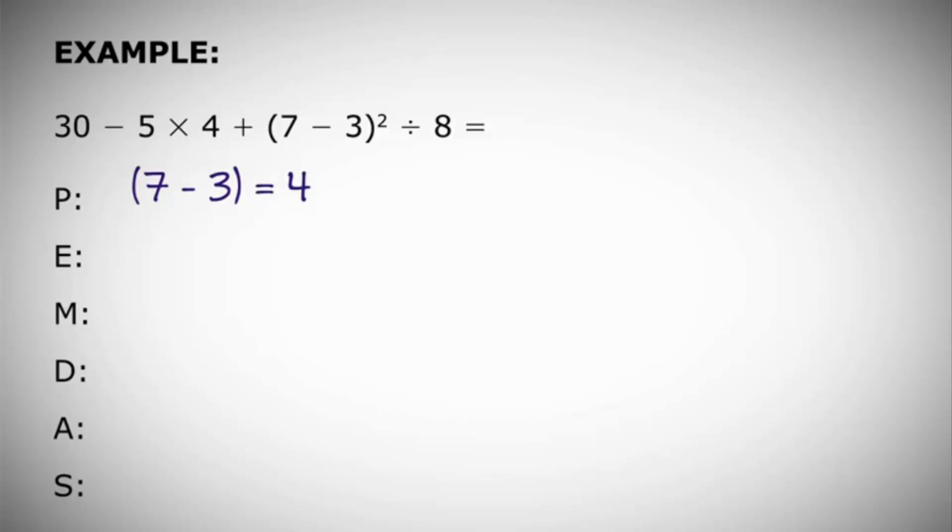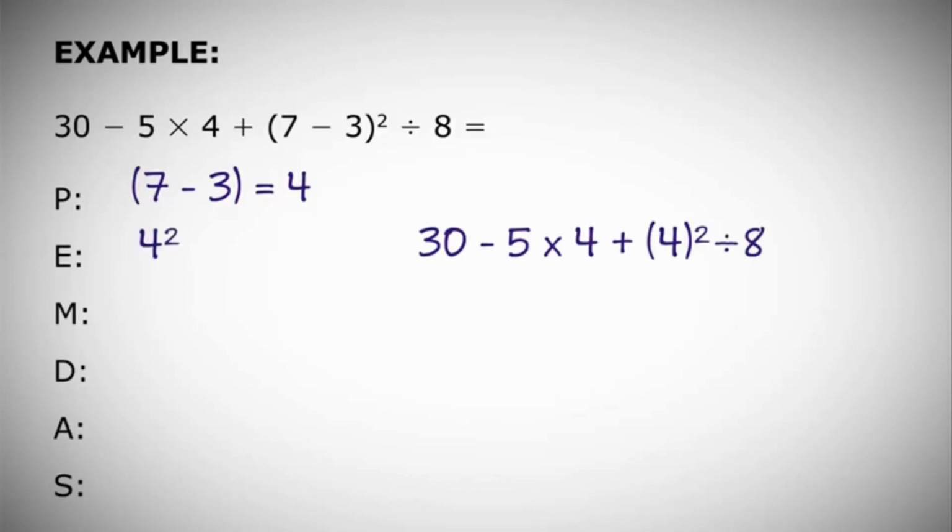Now, when we rewrite our expression, we want to replace 7 minus 3 with the value of 4, but then copy everything else down as accurately as possible. So our new expression is going to read 30 minus 5 times 4 plus 4 squared divided by 8. Let's tackle the exponents next. 4 squared is equal to 16. So again, we're going to substitute out 4 squared and put in the value of 16, giving us the expression 30 minus 5 times 4 plus 16 divided by 8.